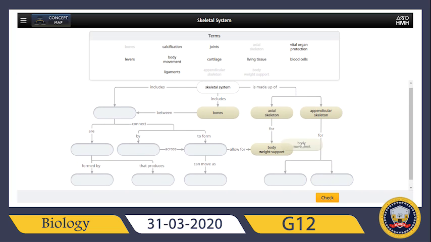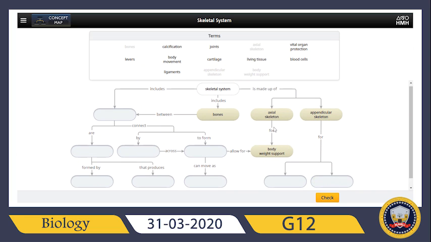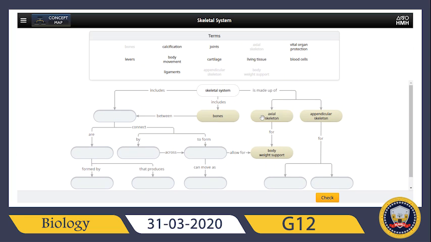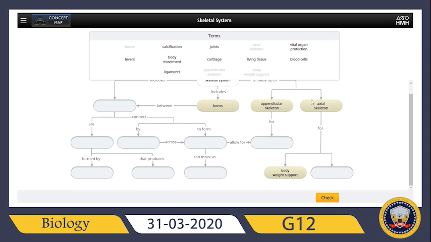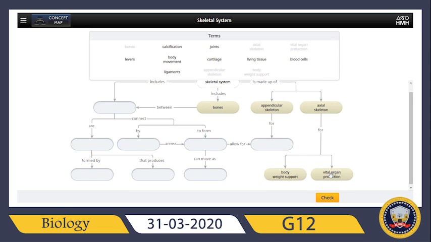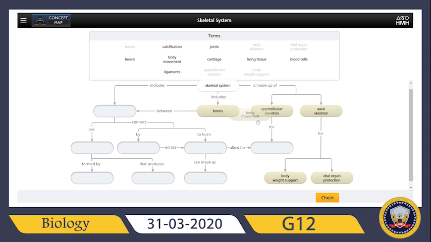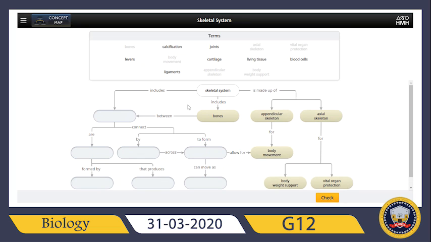Is it correct? No. So let's try change these guys like this. So the appendicular for movement, for weight support. No, it's the axial skeleton for weight support and vital organ protection, while appendicular skeleton is for body movement. Good. So let's continue here.